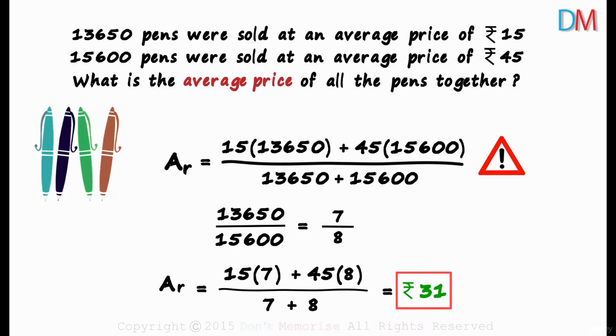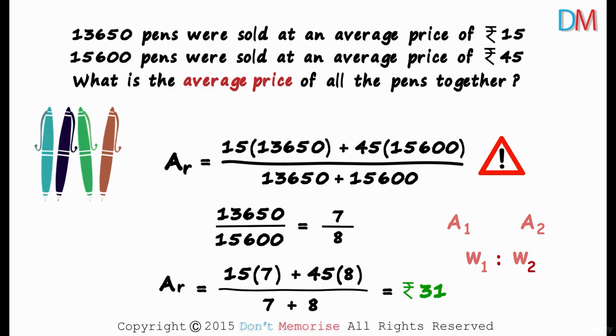That's the average price of all these pens taken together. So remember, if we have A1, A2 and the ratio of the weights W1 to W2, we can easily find the resultant average.